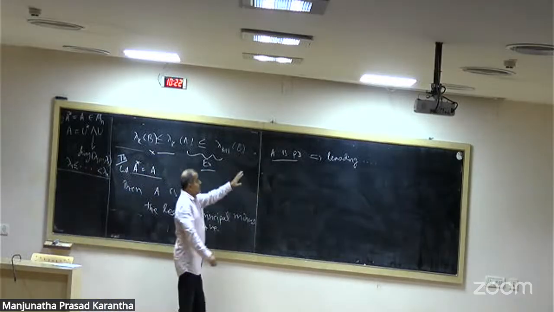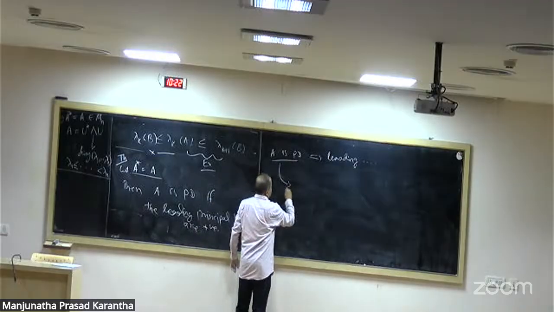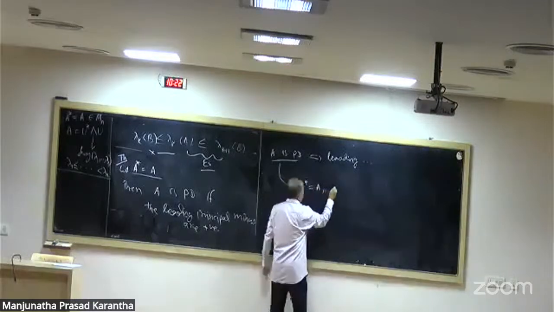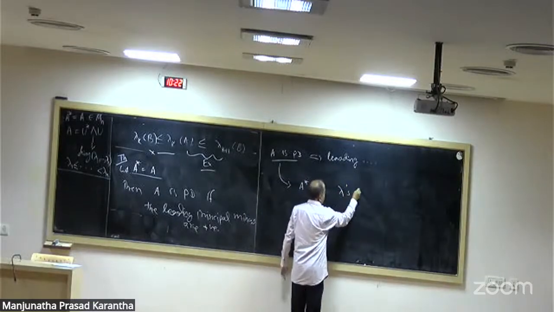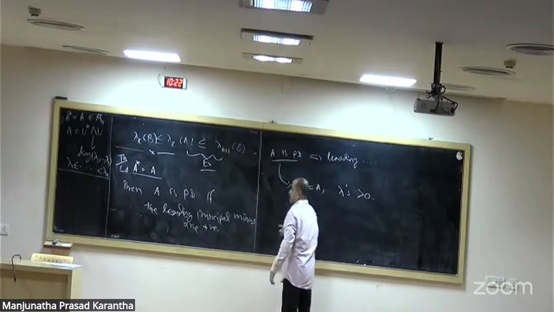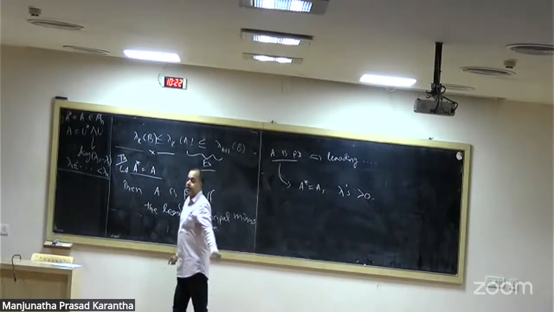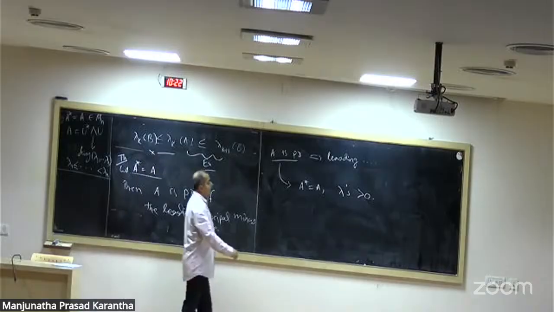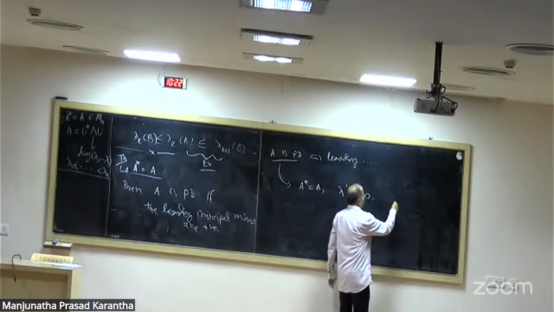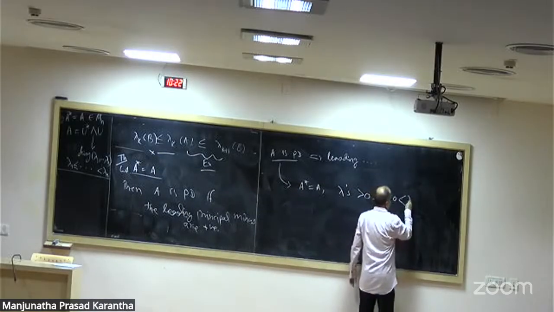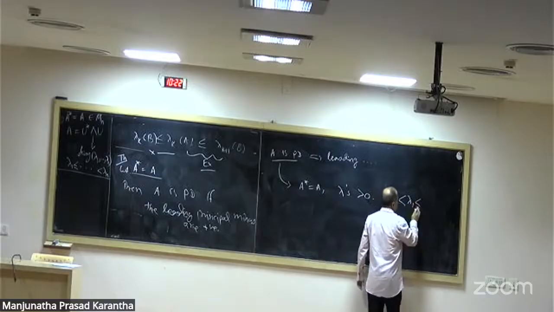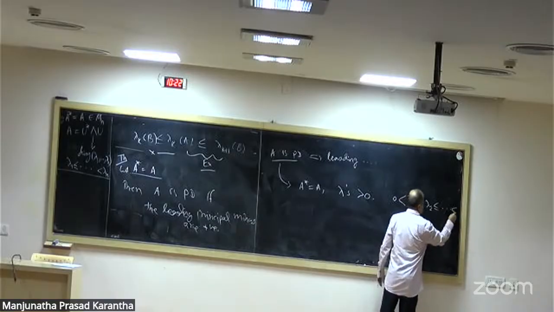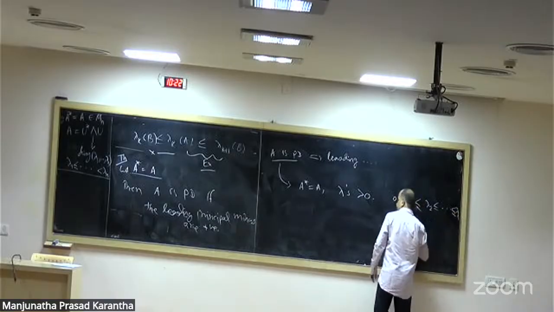Now because A is leading, this means A is Hermitian and the eigenvalues are positive. This part was not given. Eigenvalues are given. So you have 0 < lambda 1 less than or equal to lambda 2 less than or equal to lambda n.